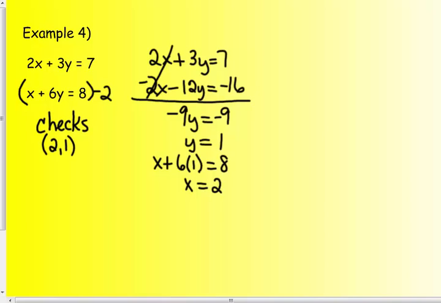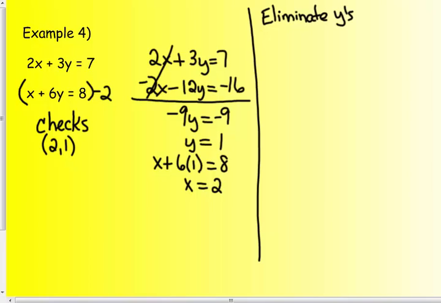I want you to solve this same example number 4 and eliminate the y's. I eliminated the x's. So I want you to take these two equations and eliminate the y's. So you're going to eliminate the y's. And we'll go over that in class.